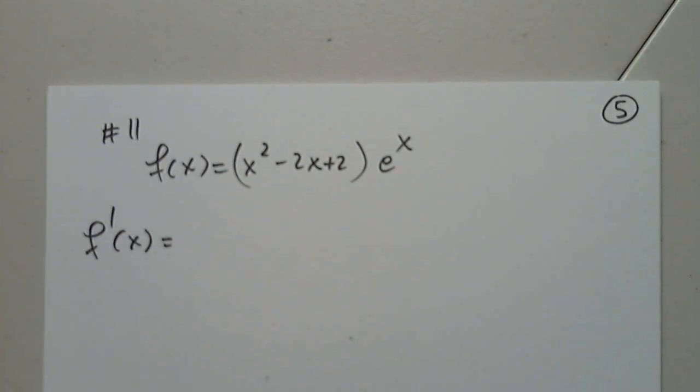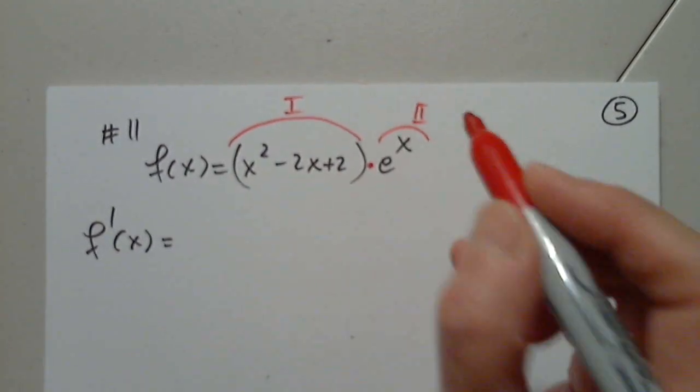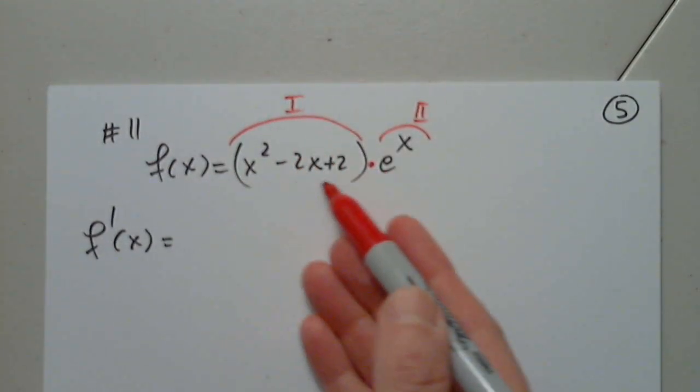David, what is this? The product rule. Yes, it's a product. So we have to use the product rule. Awesome. So this is 1 and this is 2. Can anyone differentiate this for us?